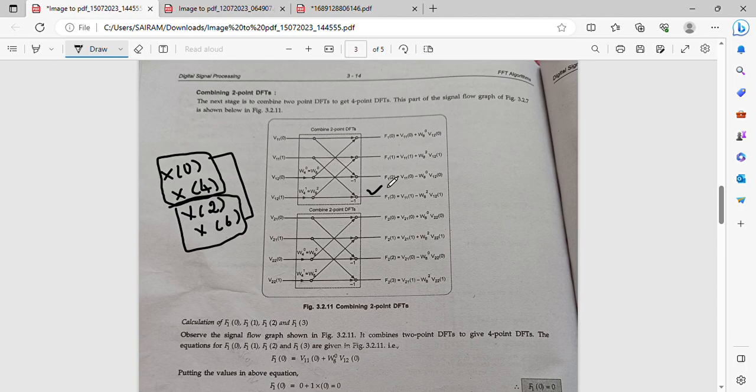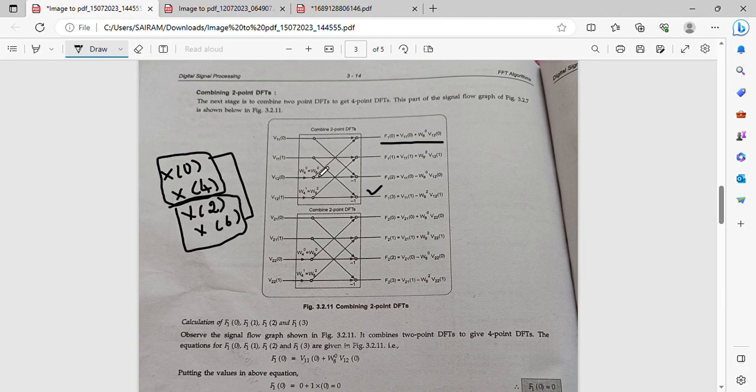Yeah, okay. So now what is supposed to be done here is that this is a point question. We had decimals there, here there are points, right? And here in this equation, f1 of 0 is equal to v11 of 0 plus omega a to the power of 0 into v12 of 0.